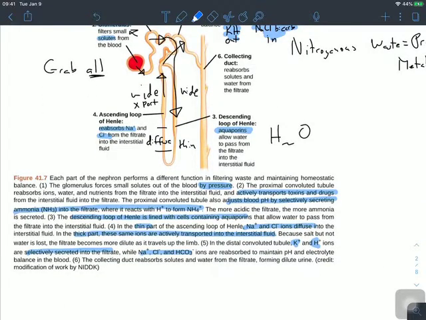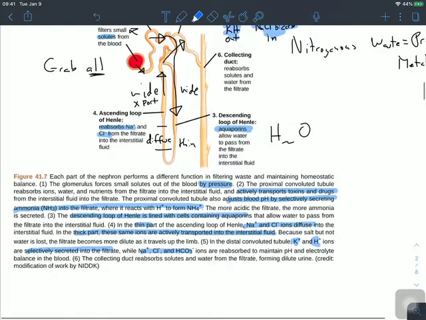So, for our online quiz, it will be important to keep track of all of these different ions. You'll notice that the vocabulary list is somewhat shorter for this lecture because there's so much more emphasis put on keeping track of which ions are moved during each component of our nephron filtration. Now, after your pH has been balanced and electrolytes have been balanced, you then reach your collecting duct to reabsorb solutes and water from the filtrate, forming our dilute urine.